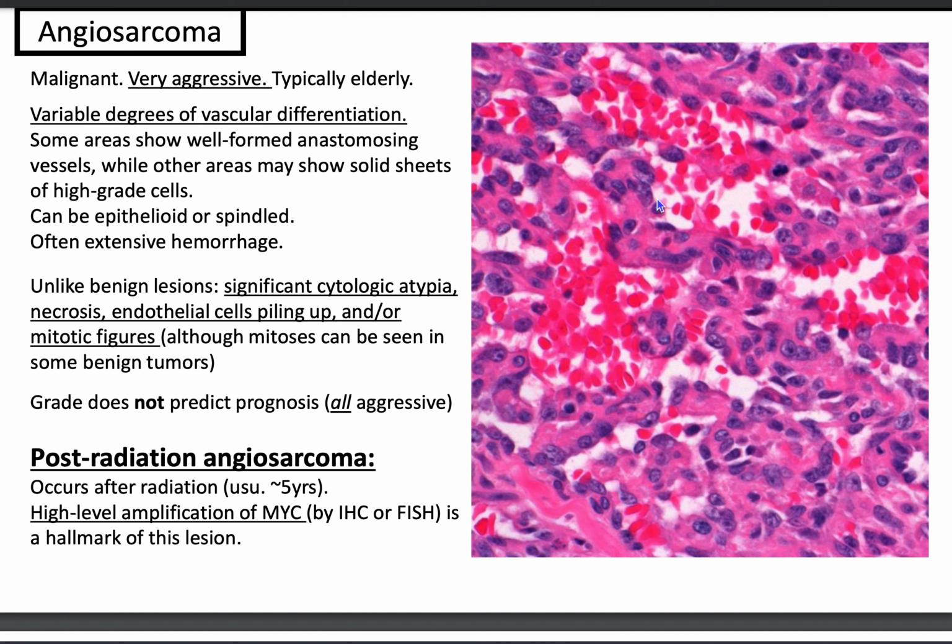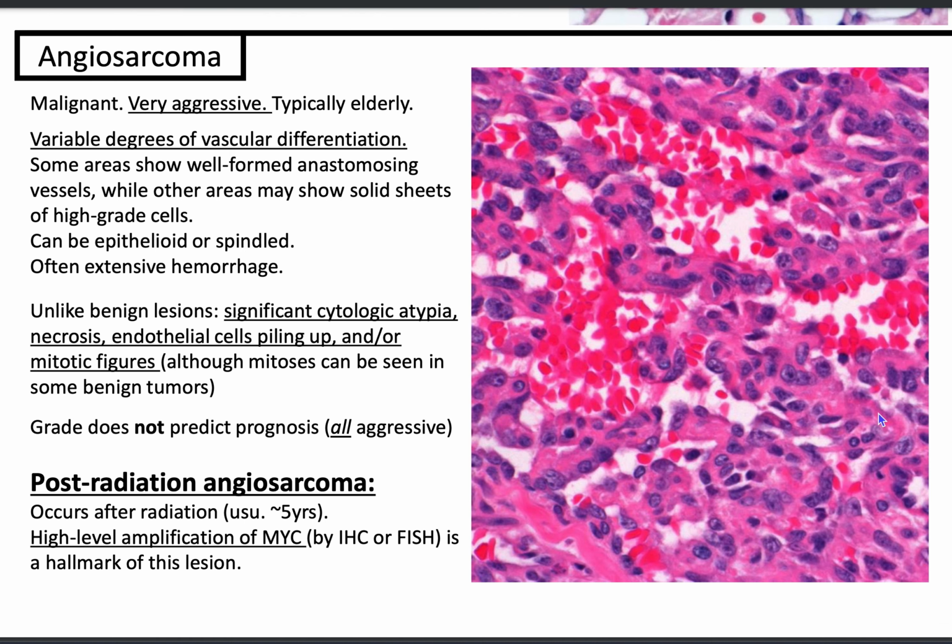and you might see mitotic figures as well. This could be a mitotic figure. Some layering up as well. Grade does not predict prognosis because if you have an angiosarcoma, it's going to be aggressive. Post-radiation angiosarcoma occurs after radiation, usually around 5 years, and this one will have a MYC amplification, as you can determine by IHC or FISH.